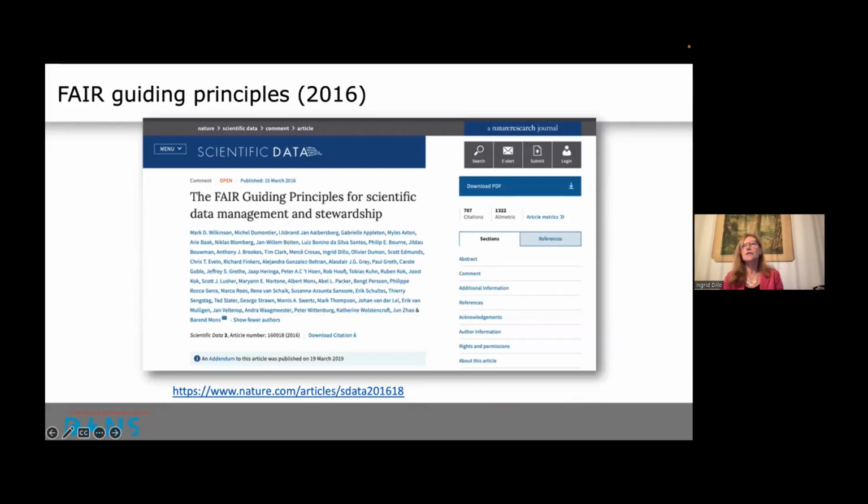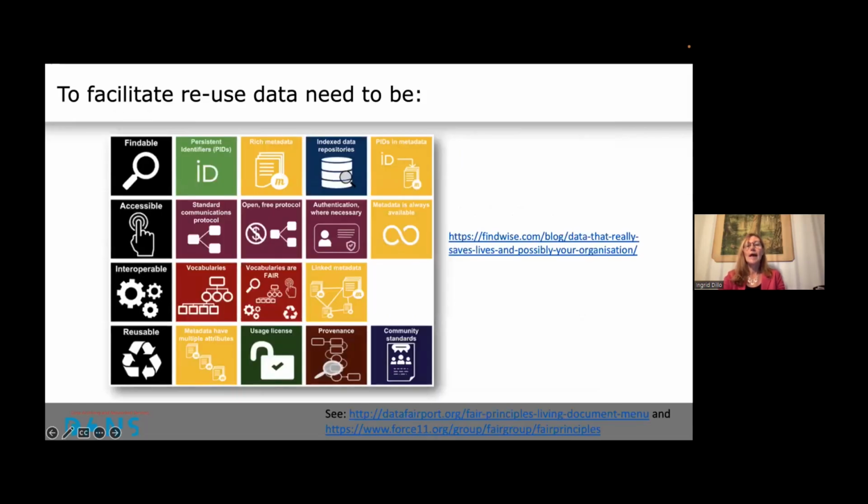It took another 2 years, until 2016, for these guiding principles to be firmly consolidated, you could say, and also well described in an article in Nature Scientific Data that you see here on the screen. And again, sometime later, these 4 quite generic principles were further refined and explained with a number of metrics that could possibly facilitate their implementation. So for example, you see them here on the screen.